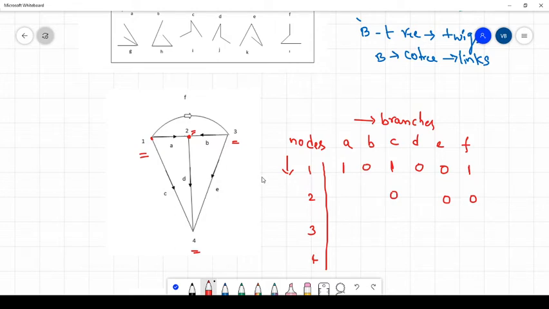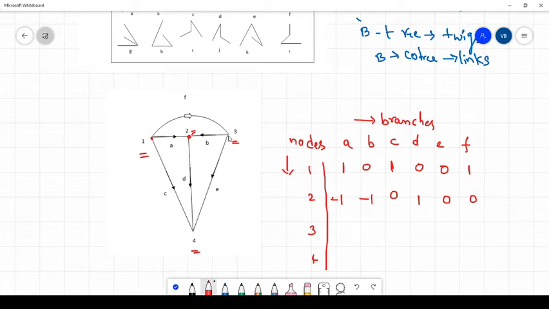So remaining 3. A direction is towards the node. So we should take that value as -1. So next B is towards that particular node. So that value also we should take -1. D is away from that node. So we should take 1.